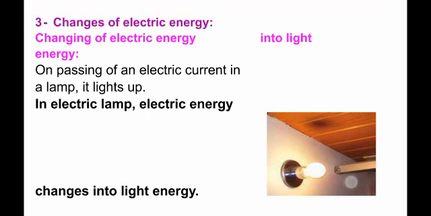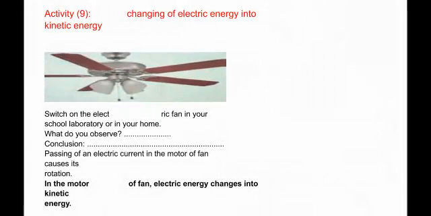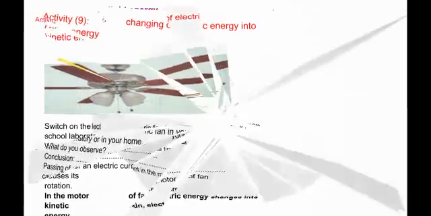Then, changes of electric energy into kinetic energy. How can we change electric energy into kinetic energy? In the fan. When you switch on the electric fan in your school laboratory or in your home, what do you observe? I observe that when I switch it on, the fan will begin to move. That's the passing of electric current in the motor. In the motor of the fan, it causes its rotation. So in the motor of the fan, electric energy transforms or changes into kinetic energy. That's another type of change.